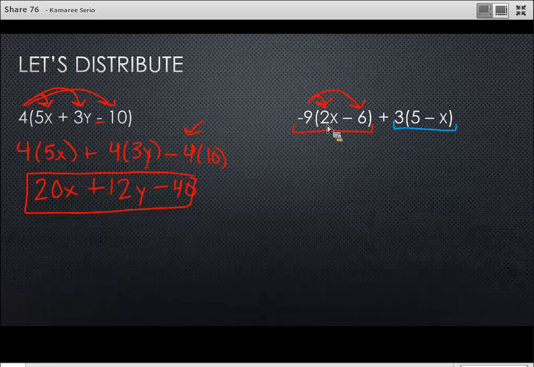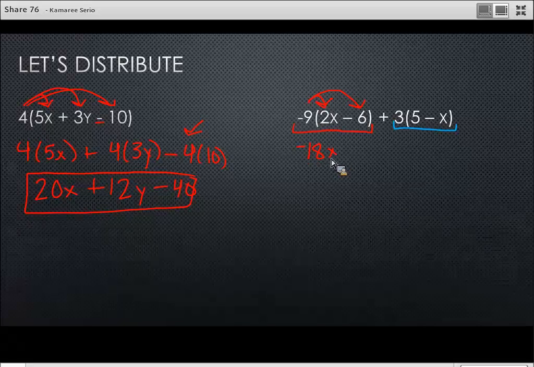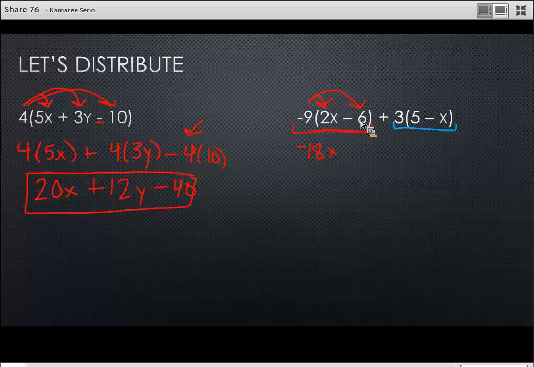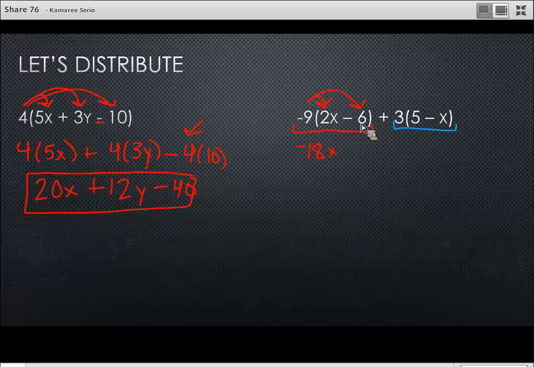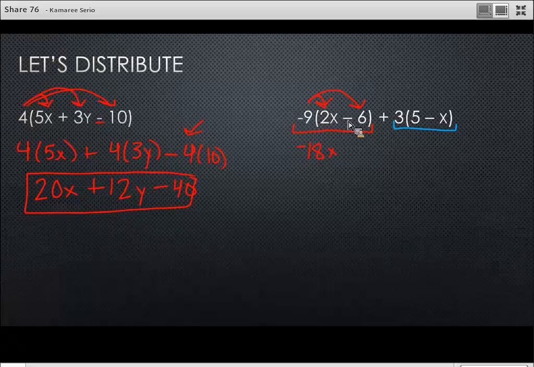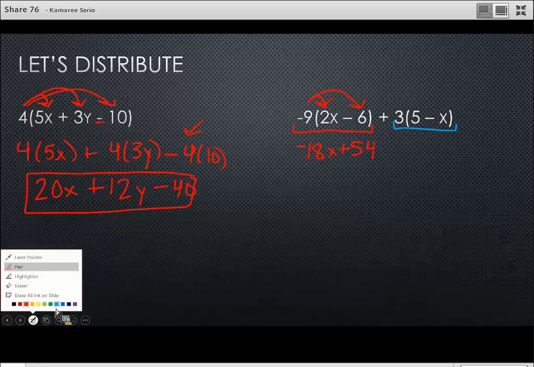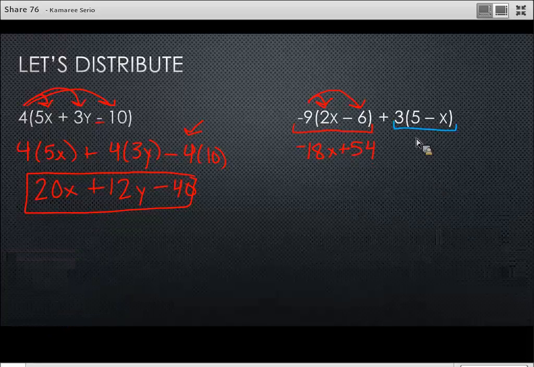Okay, negative 9 times 2 is negative 18x. Bring your variable along for the ride. And then I have a negative 9 and a minus 6. Remember that the sign in front of the number, whether it's addition or subtraction, is attached to it forever. So this 6 has this minus sign attached to it, so you treat it as if it is just a negative number. So if I have negative 9 times negative 6, that is positive 54. We will do more examples like that, so you'll see that multiple times.